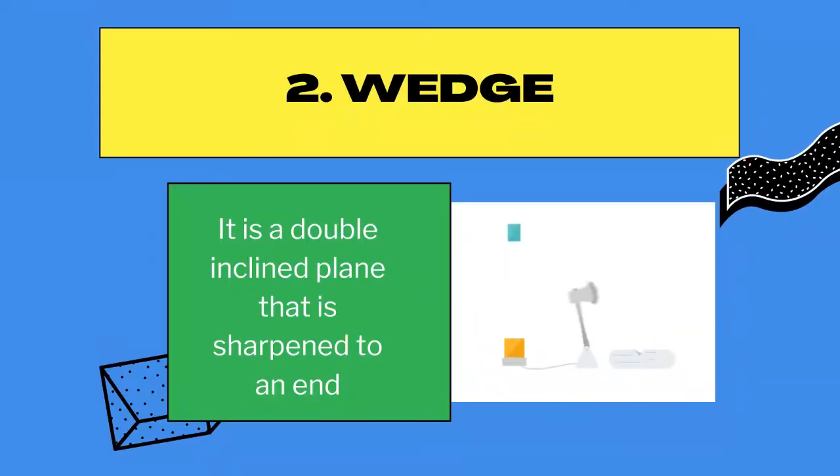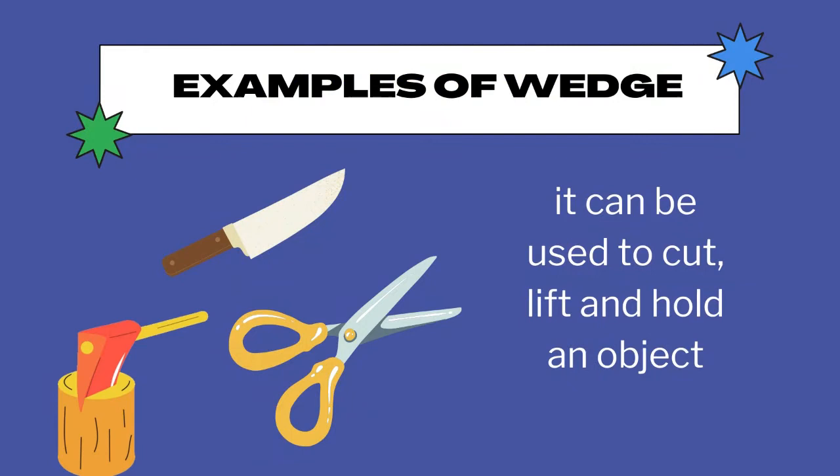Second, we have the wedge. It is a double inclined plane that is sharpened to an end. Examples of wedge: knife, axe, scissors. It can be used to cut, lift, and hold an object.